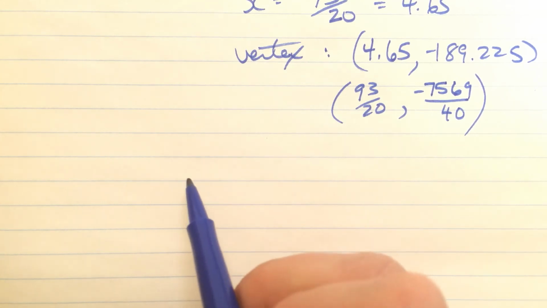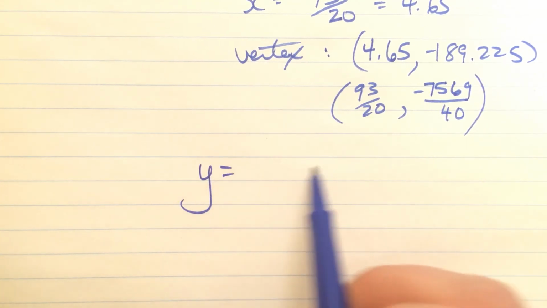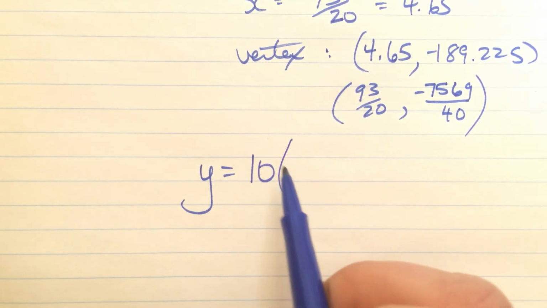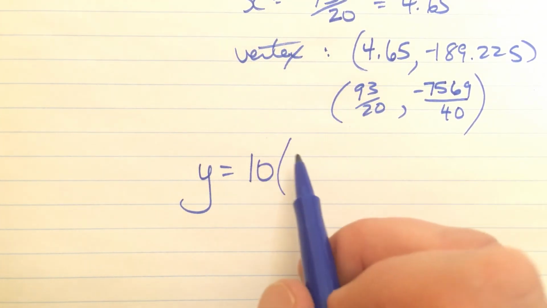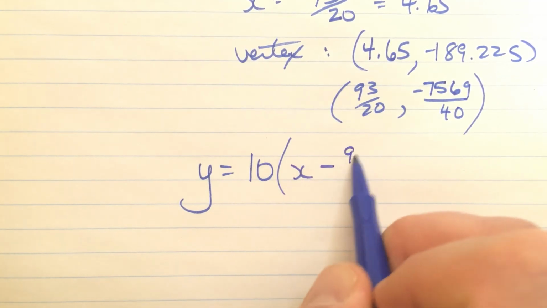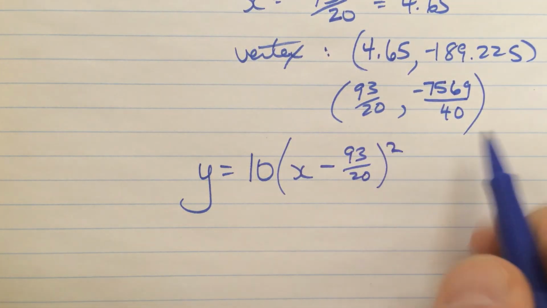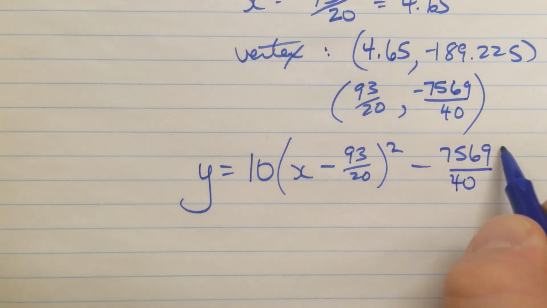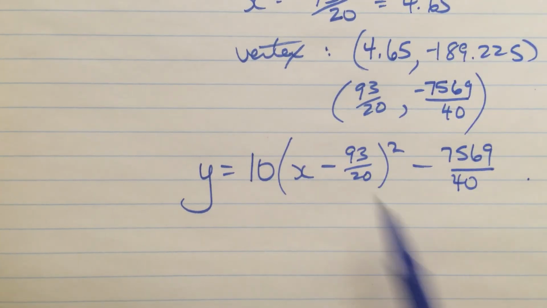And I guess the last thing is to write down the actual vertex form. Y equals, remember our compression factor here was 10, and it was positive 10, upward facing, and we're going to do x minus 93 over 20, all squared, and then we subtract the y portion of the vertex. There we go. That's that last one.